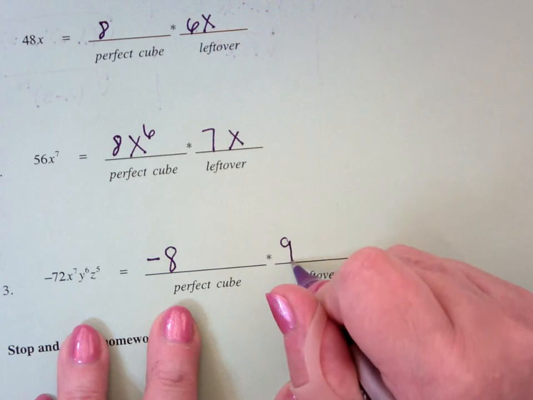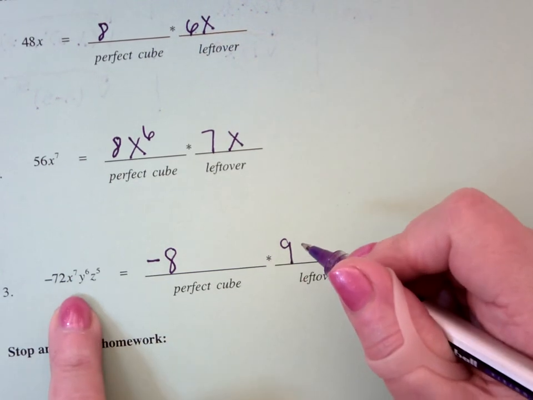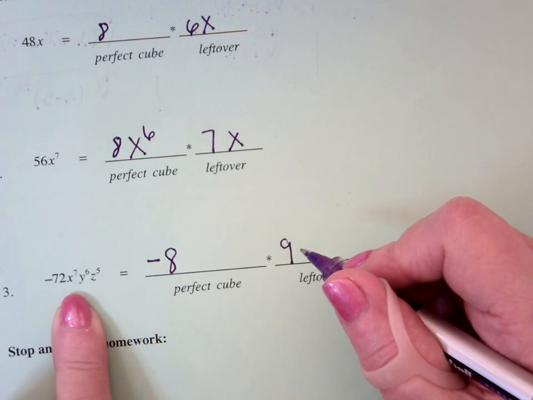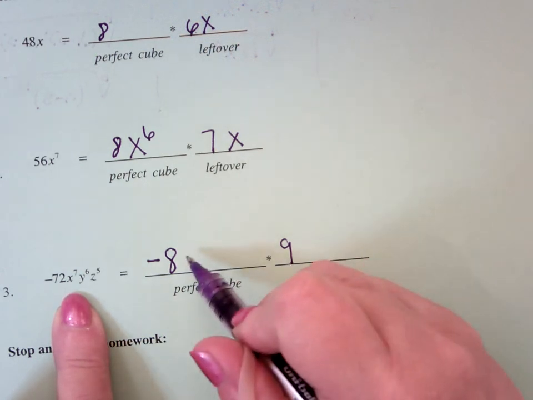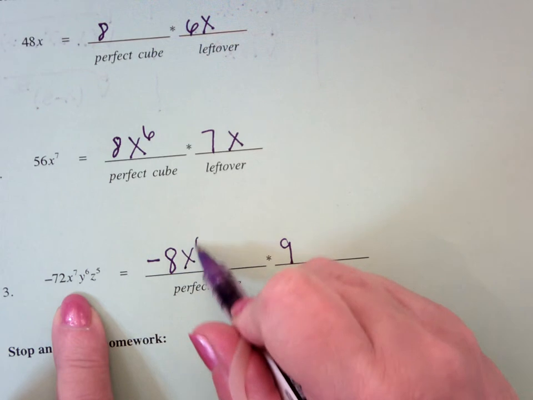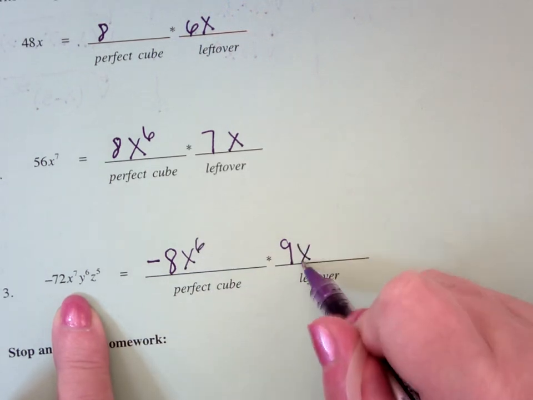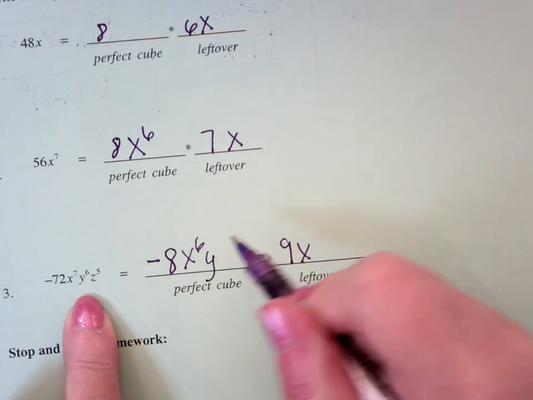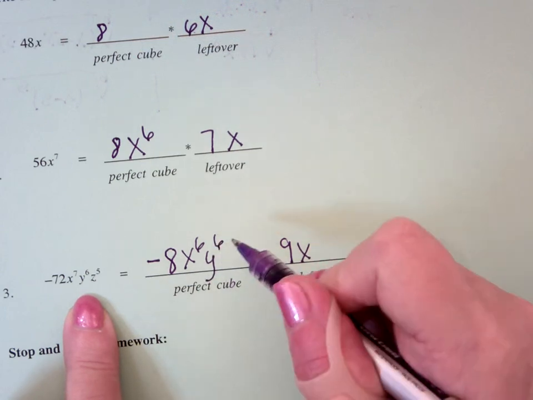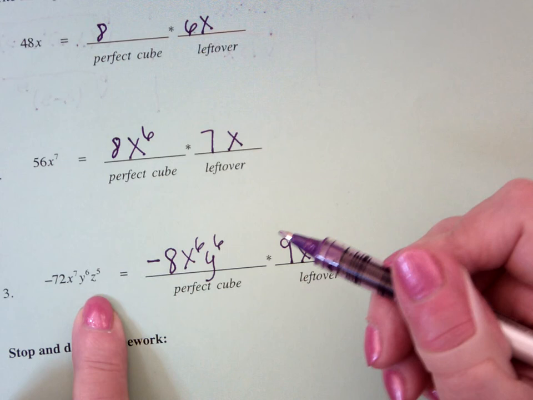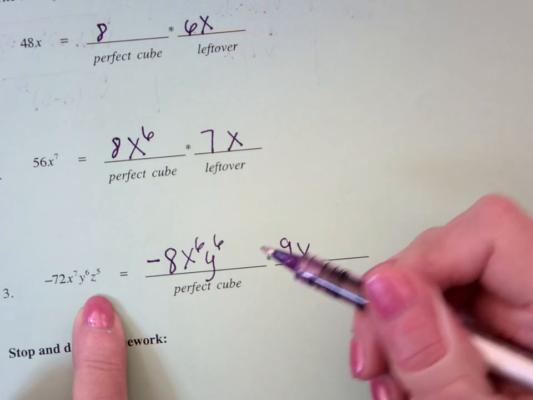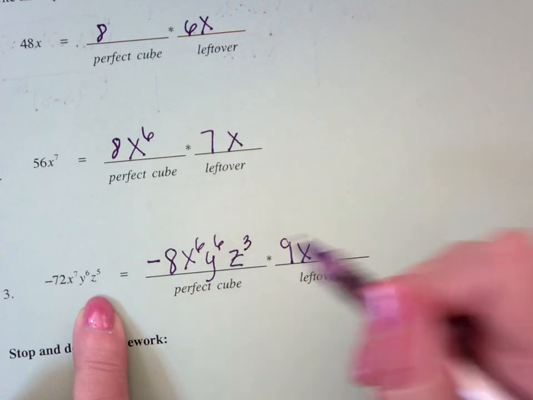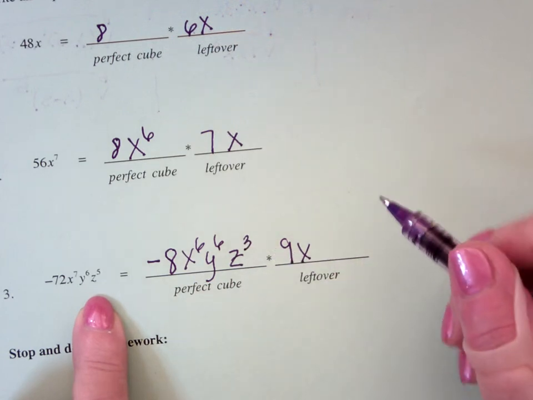What do I multiply 8 by to get 72? 9. Now I'm looking for multiples of 3. In x to the 7th, what's the largest multiple of 3? 6. I have 7 of them, so there's 1 left. For the 6, 3 divides 6, so I'm home free. Z to the 5th, what's the largest multiple of 3? Z to the 3. And I have 3 of them. I have 5 originally. How many are left over? 2.